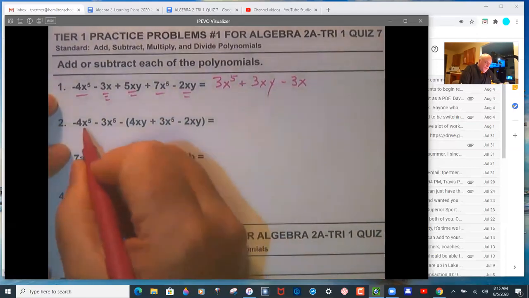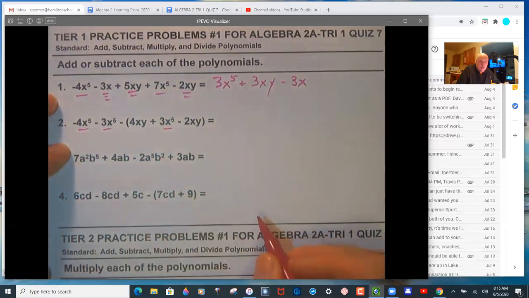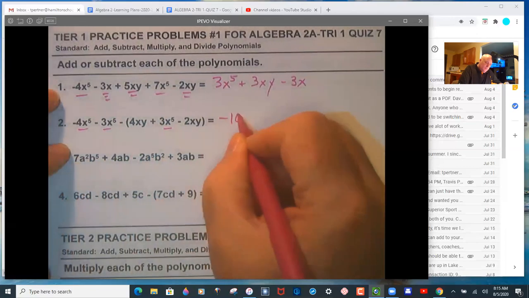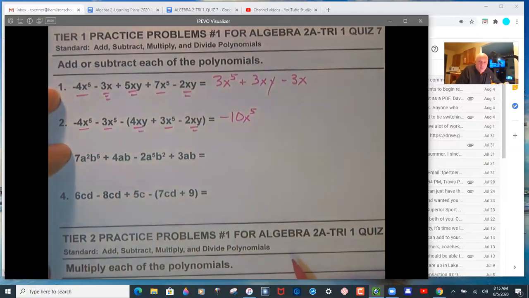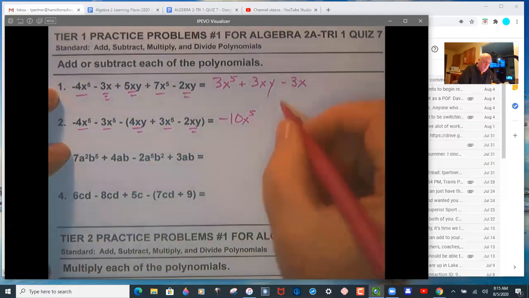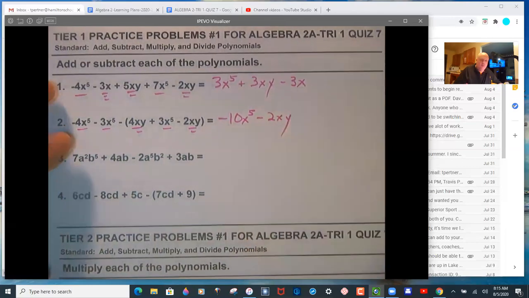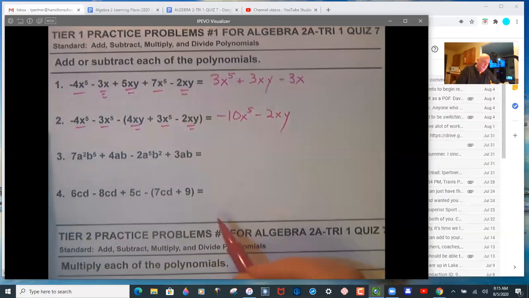Number 2, we've got a couple of x to the fifths there and then one there. So negative 4 minus 3 minus 3. Negative 10x to the fifth. And then those two are alike. So negative 4 plus 2, negative 2. Make sure, it's funny, kids last year just messed these 1 through 4, they missed the most. So you got to be careful with distributing a negative.